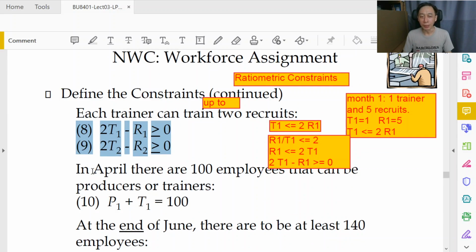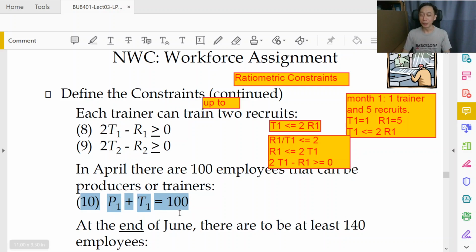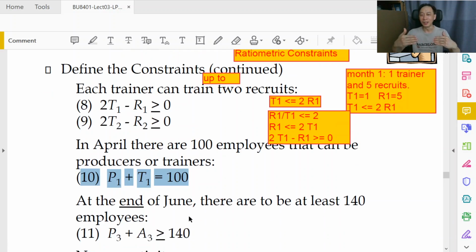So in April, at the start, we have 100 employees. I'd like to link us back to the financial application, where at the start of the investment horizon, we had $20 million. So here, at the start, we have 100 employees to be split. Remember how we interpret the equal sign? 100 workers is to be split into two containers, two categories.